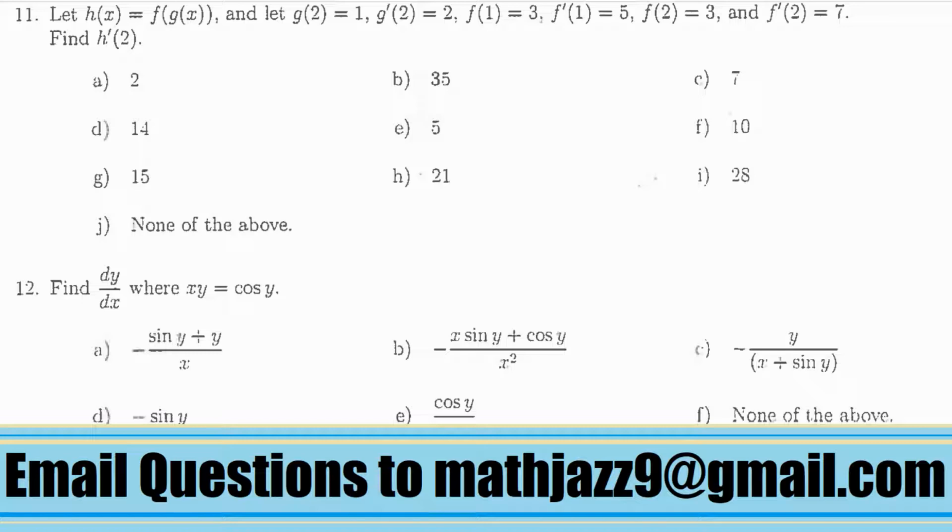Okay, so it looks like f of 1 is 3, f prime of 1 is 5, f of 2 is 3, f prime of 2 is 7, g of 2 is 1, g of 1 isn't given, g prime of 2 is 2, and those are all of the values that we were given. Okay, so now we want to find h prime of 2.